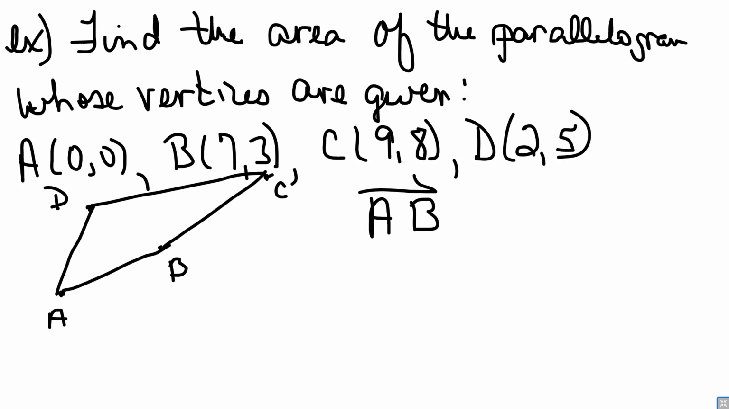So if AB is one vector that we need to find, what would be the other one? Keep in mind you always want to start with the same endpoint. Have one endpoint that is common. So AD.